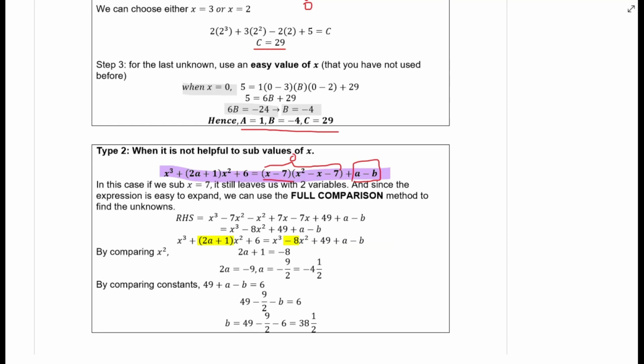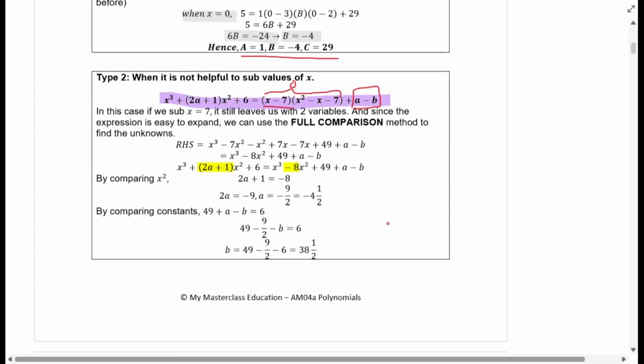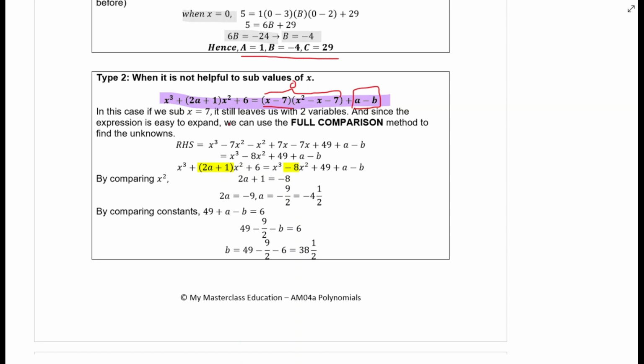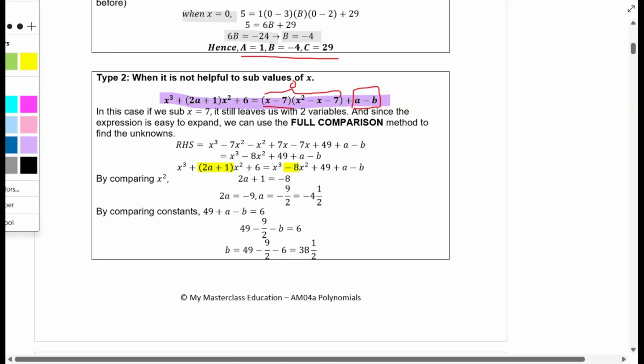So this method just involves the full expansion of the right hand side. So it gives us the individual terms of each x term or each term in the polynomial. Then we can do a direct comparison between the coefficients of each x term or each term in the polynomial to solve for unknowns. Okay, so the first step is to expand the whole right hand side, which will leave us with this equation.